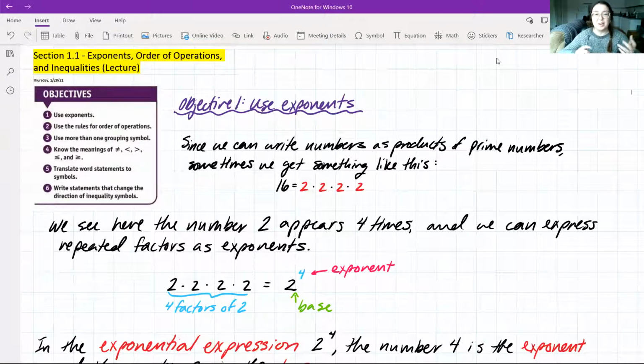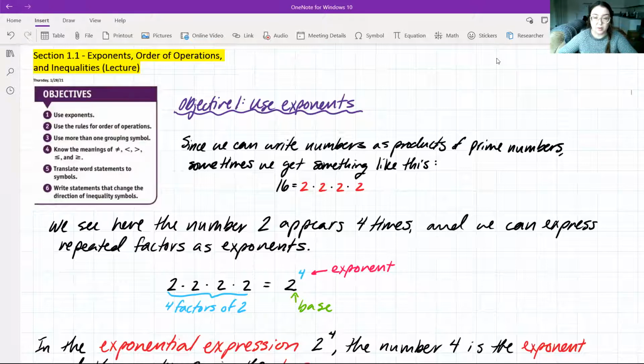So, this will be our lecture on section 1.1, exponents, order of operations, and inequalities. Let's get started. Our objectives today are, number one, use exponents. Number two, use the rules for order of operations. Number three, use more than one grouping symbol.